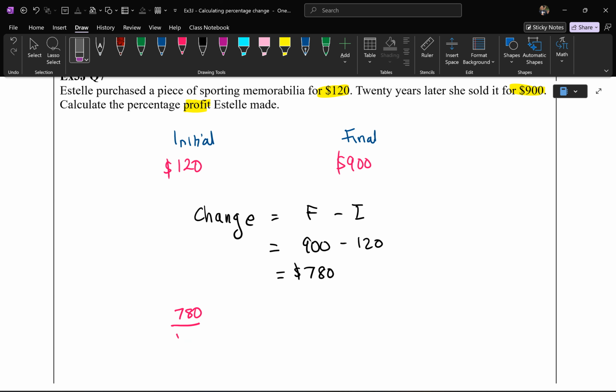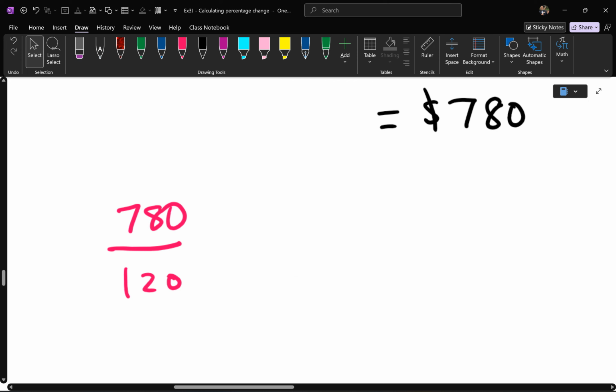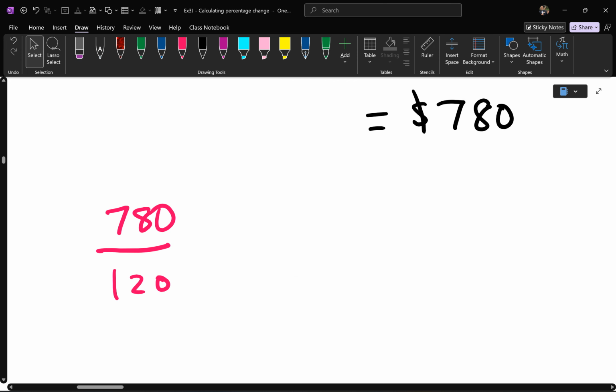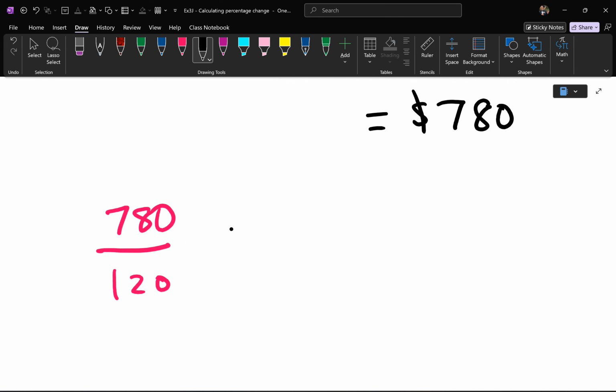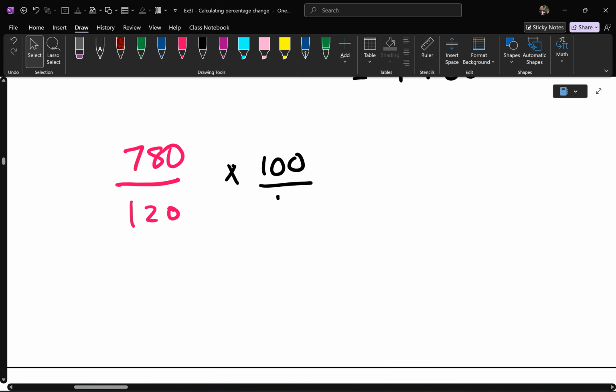So we've got $120 in your pocket. It's actually 780 over 120. That's what you started off with. Now we're going to look at the change. So we're going to convert it to a percentage, and you do that by? Times by 100. That's it. You can do that on a calculator, but I encourage you to practice your fractions. So at this point, write it as a fraction, 100 over 1.